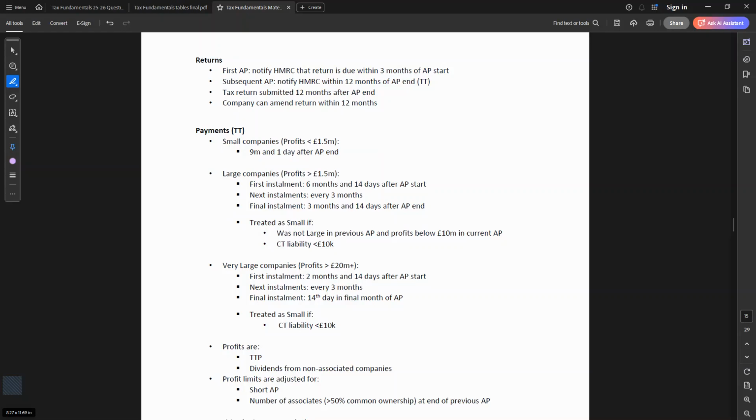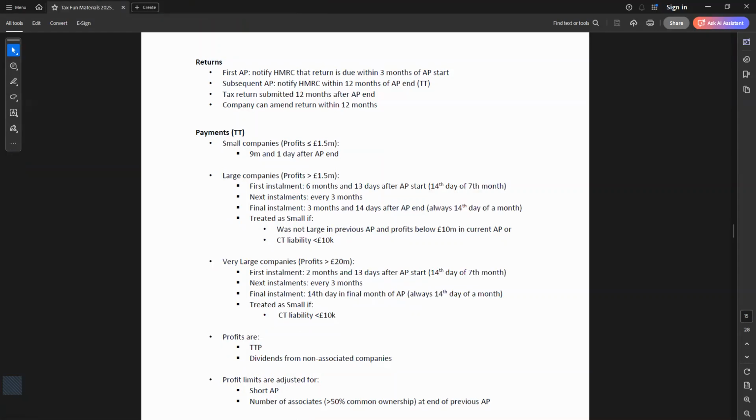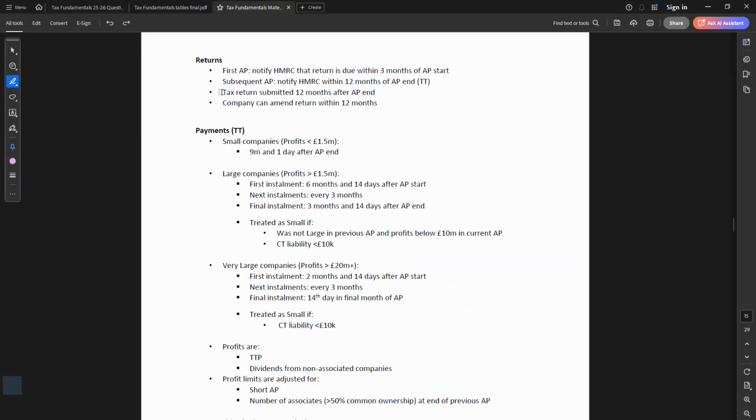The corporation tax filing dates and payment dates are all in the tax tables. So it's definitely one of those areas that you want to use the tax tables for in the exam. Obviously, the more you can learn, the better, as you don't have to look so much up in the exam, but they're very useful to have handy if you want to double check your answer. For companies, the corporation tax return is due to be submitted 12 months after the accounting period end, and a company can then amend that tax return within 12 months after that.